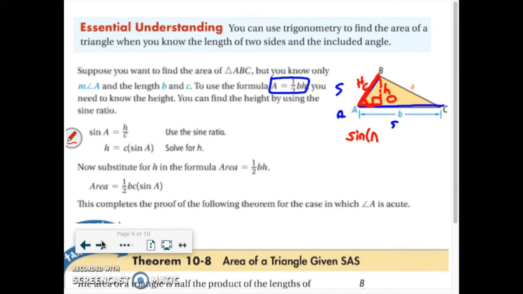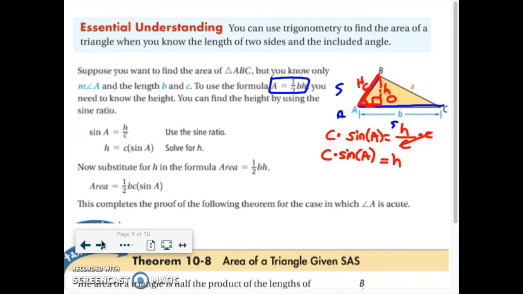Sine of whatever angle A is going to give me that height I want over C. If I know what that number C is, then I can always just multiply both sides by C. What ends up happening is I get an equivalent formula for H. Whatever that side is, C, times the sine of A will always give me H.